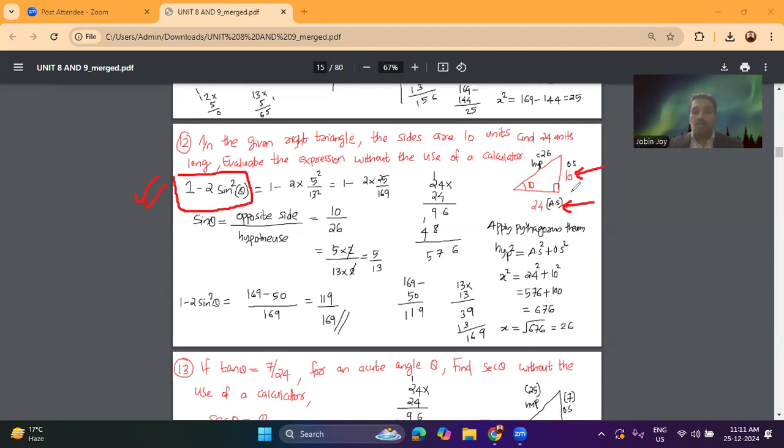Here this is the right angle triangle given. This angle is theta. That means this is the opposite side. That means 10 units is the opposite side, this is the adjacent side, and this is the hypotenuse because this is the right angle triangle. So opposite side is 10 units and adjacent side is 24 units. You have to calculate 1 minus 2 sine square theta.